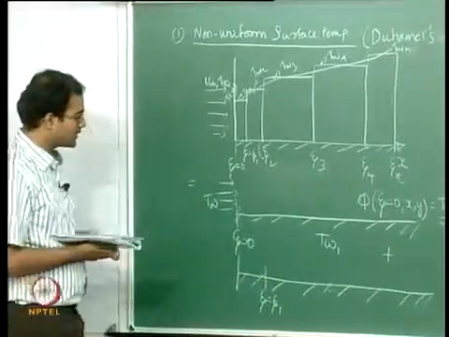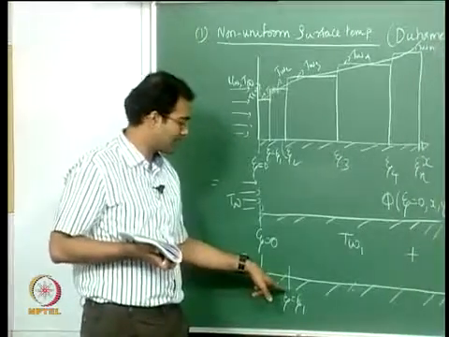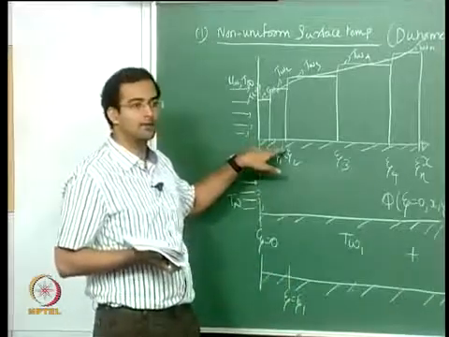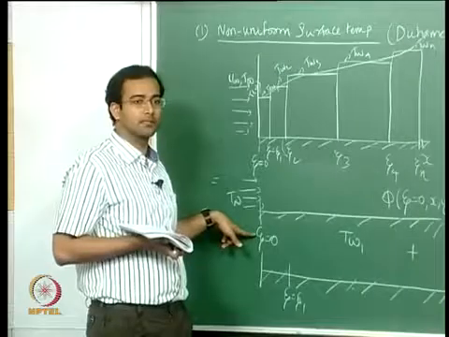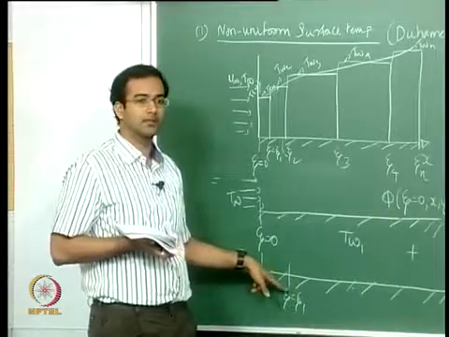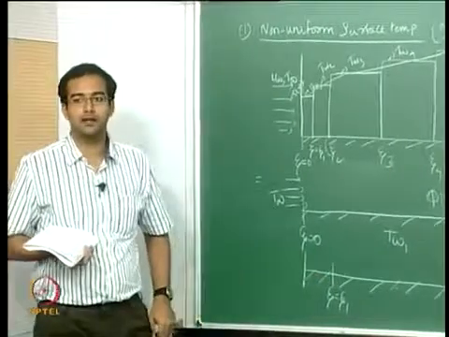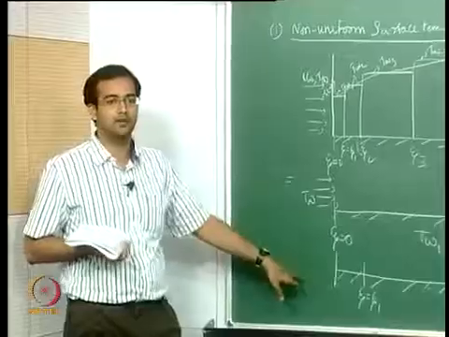And what should be the free stream temperature that I should take, so that there will not be any heat transfer here? This is already at T wall 1. So I have to choose a free stream temperature such that there will not be any heat transfer, so that this remains unheated. What is that free stream temperature that I have to take? I cannot take T infinity. If I take T infinity, the T infinity is different from T wall 1.